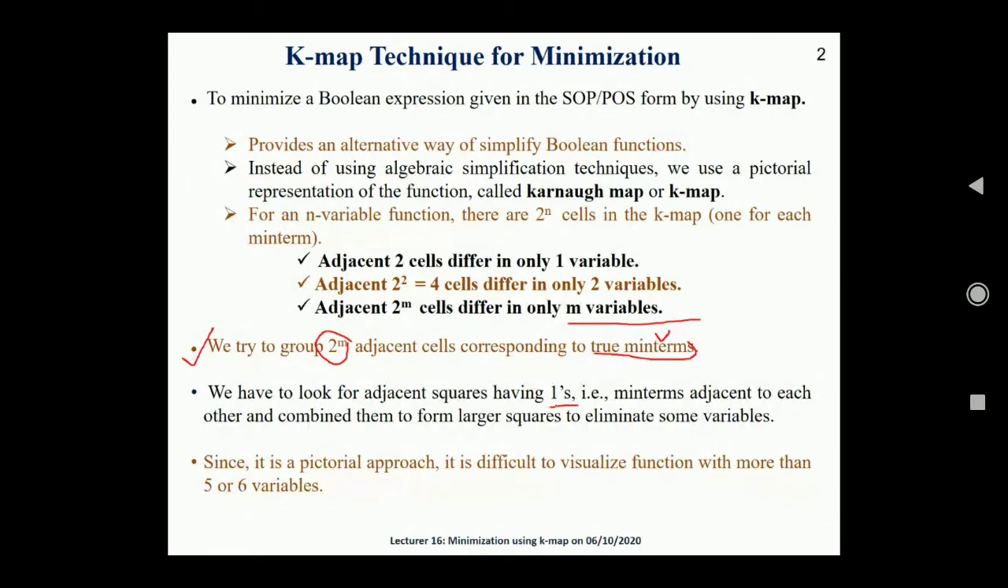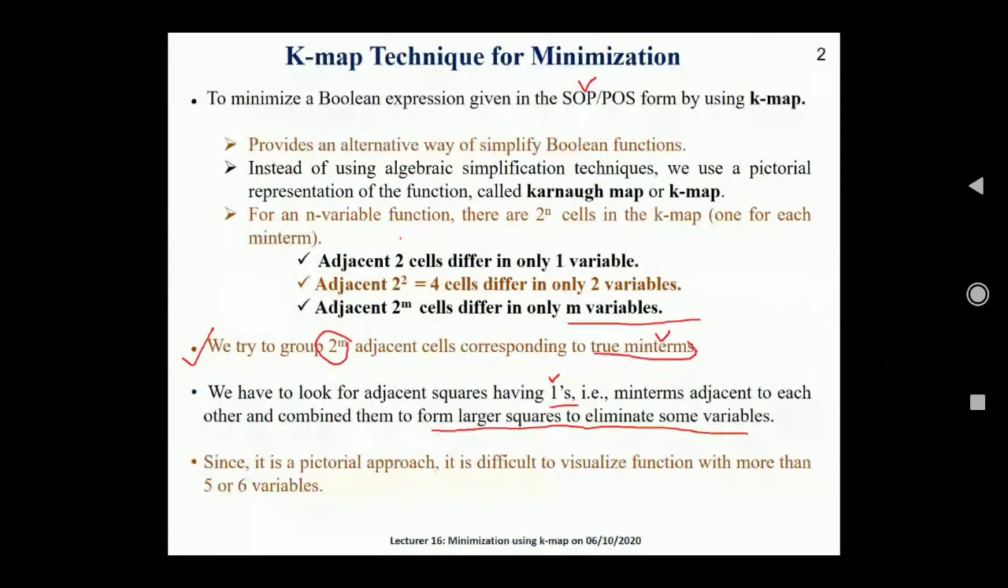But when we are considering the max term, for true max terms, we use zeros instead of ones. But for the time being, don't confuse about the min terms and max terms. I am just talking about the sum of products form. Here I am using the min term. When the min terms are there, that cell we denote as a 1. After that, min terms adjacent to each other are combined to form a large square and to eliminate some variables.